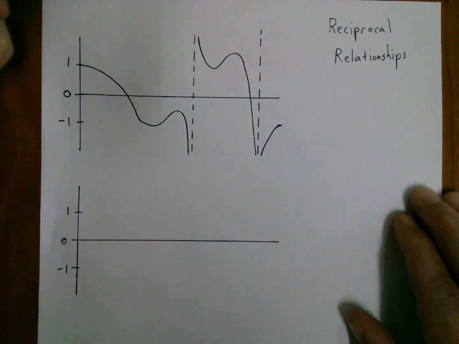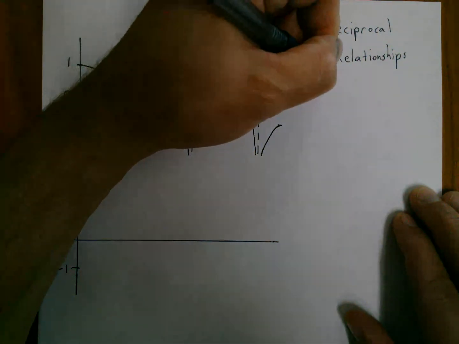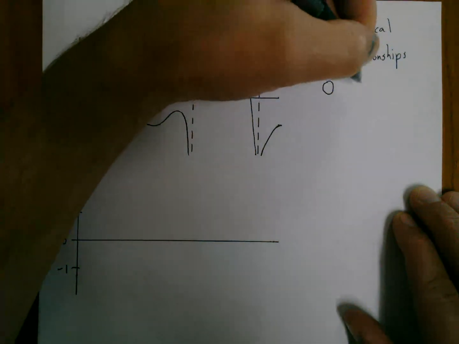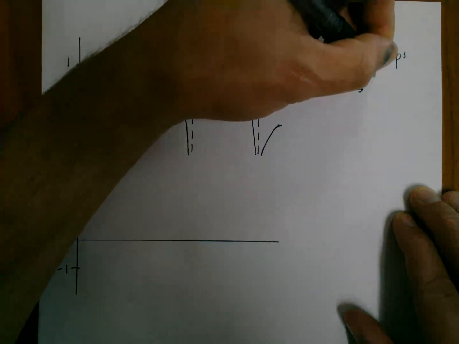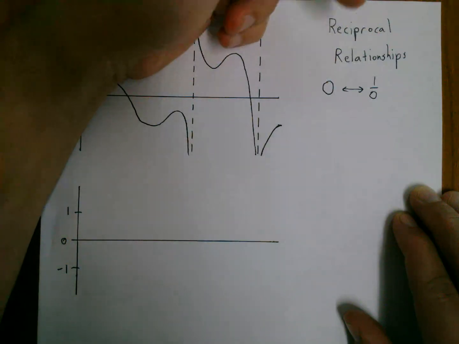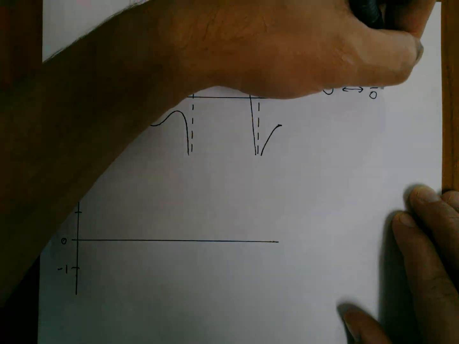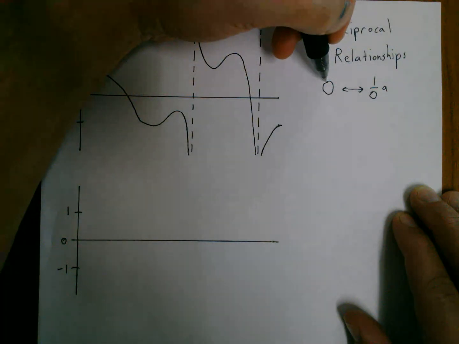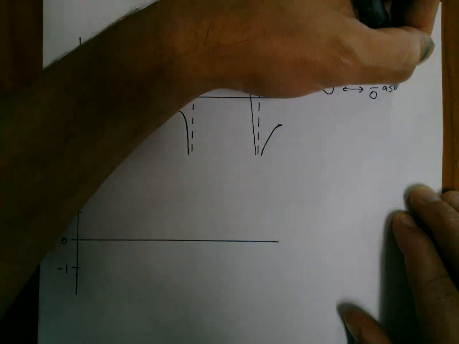The first relationship we want to think about is when you have a value of 0, the reciprocal is 1 over 0. Now that's an impossible thing to do. You can't divide by 0, and it's an indication that at this point where the graph is 0, its reciprocal graph will have an asymptote.